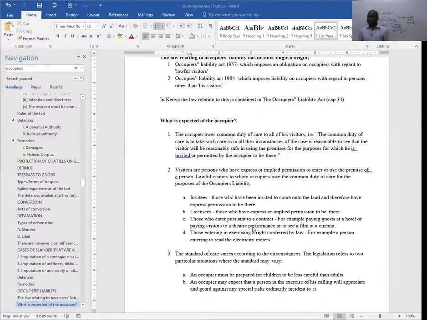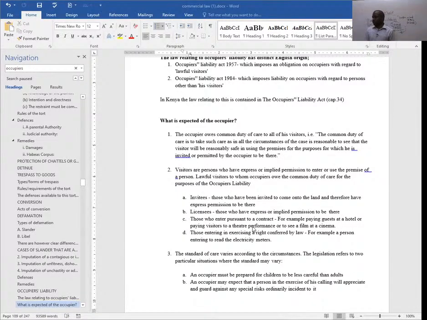Those who have been licensed, for example, an officer from the Kenya Power and Lighting Company who has been allowed to come to your premises to read the meter readings, or someone from a water company who visits the premises to read the meter and see how much water you've used. Those are licensed persons who can access your property, so you have a responsibility over them to ensure their safety. So those entering in exercise of a right conferred by law, for example, a person entering to read an electricity meter.